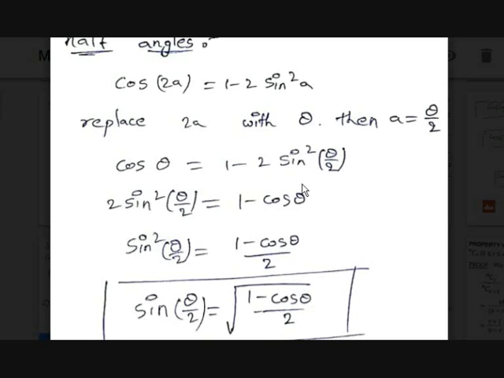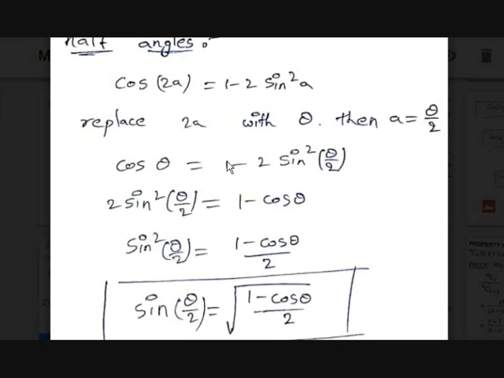Half angles. How can we derive the formula for half angles? Think of it on your own. Okay, if you ask me, it is simple. If we observe the cos 2a formula neatly, what will we understand? Cos 2a is 1 minus 2 sine square a. We have 2a in the LHS, but in the RHS we have just a. What will happen if we replace 2a with theta, then a will become theta by 2, right? Then we will get the formula for sine theta by 2. Cos theta will become 1 minus 2 sine square theta by 2, right?